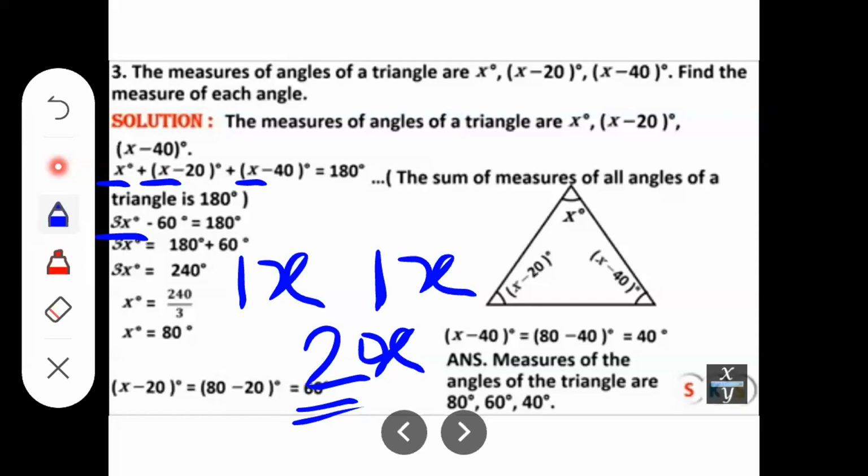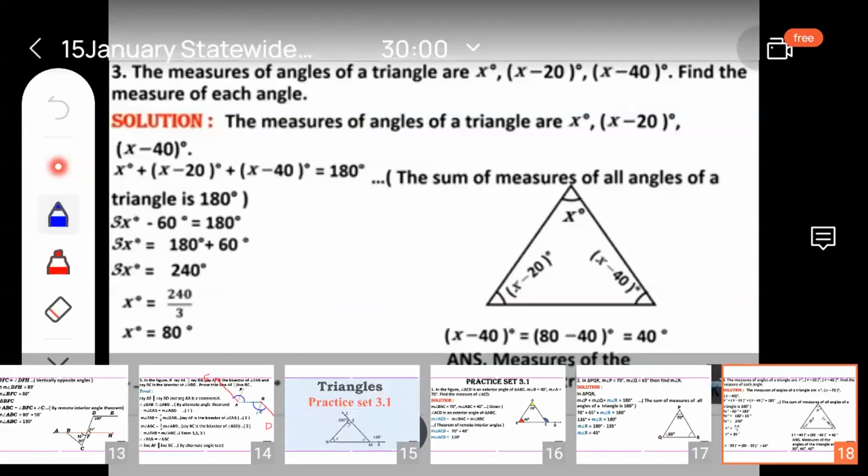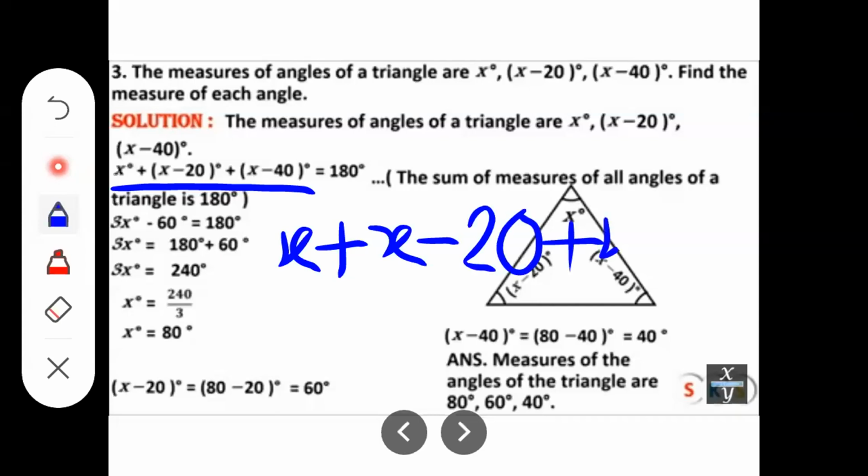Now 3x plus this, one sec. We have to solve the bracket before. Okay, see here, this is the step. Now solve the bracket. So that is x plus x. I am solving the bracket of that equation, what I have underlined: x, that is minus 20, then plus x, then minus 40. That is given, equal to 180 degree.